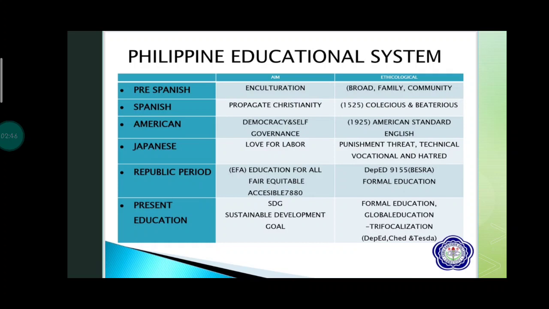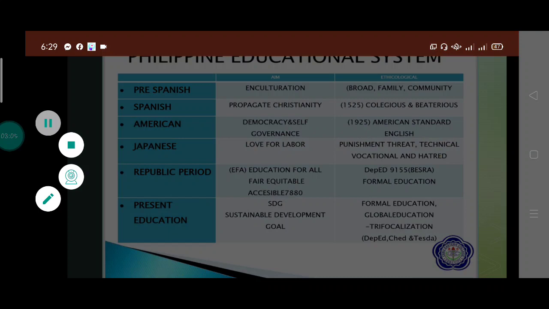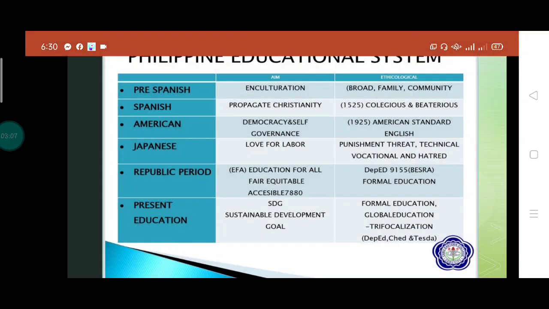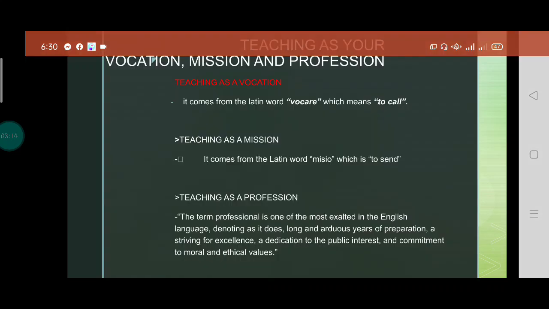7880. So DepEd 9155, basic or formal education. Present education, so karon SDG or sustainable development goal. Formal education, global education, and trifocalization, mao sila ang mga DepEd, CHED, o TESDA.